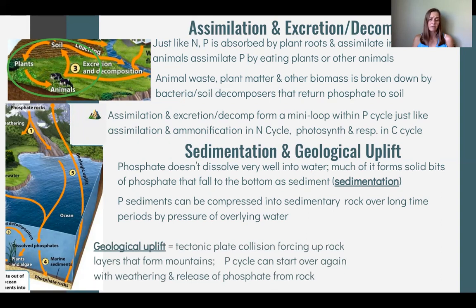Eventually, once that rock forms, then we have geological uplift. This is when our tectonic plates collide and they force up those rock layers that form mountains. And our phosphorus cycle can start over again with the weathering and release of phosphate from rocks. So we are talking on a scale of millions of years here in order to talk about tectonic plate collision, formation of mountains, and then weathering of those mountains.